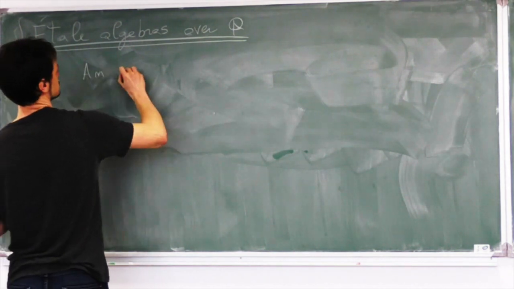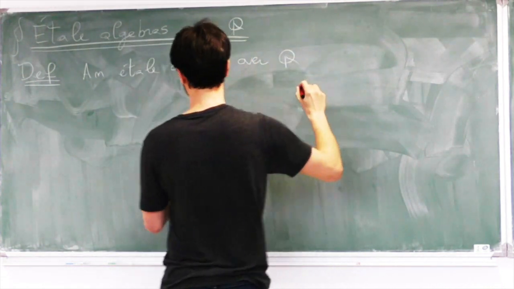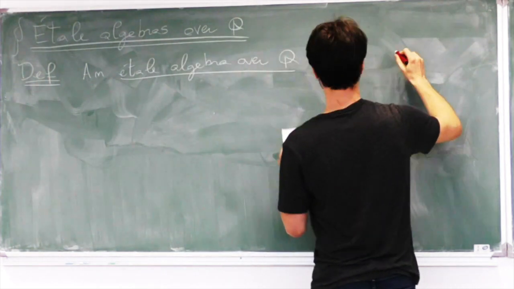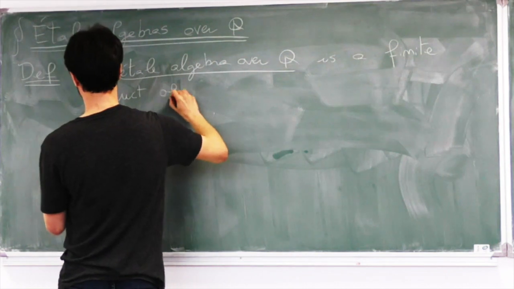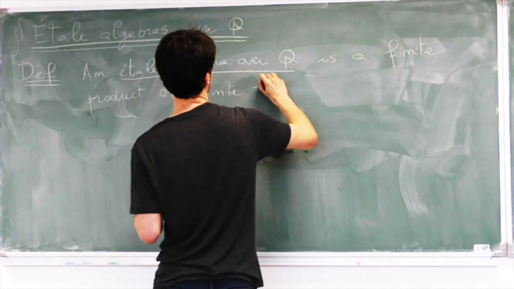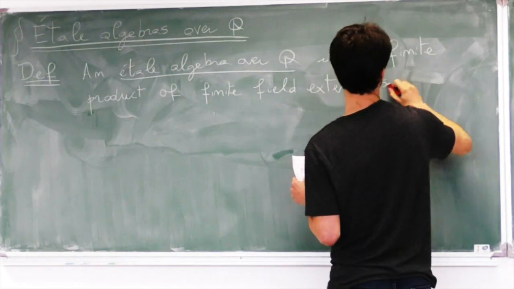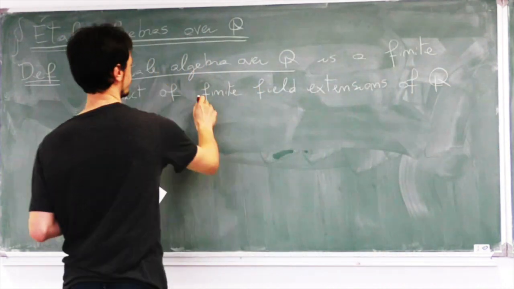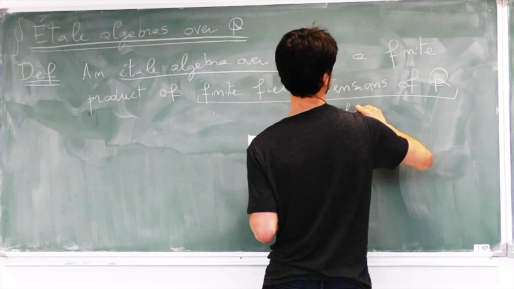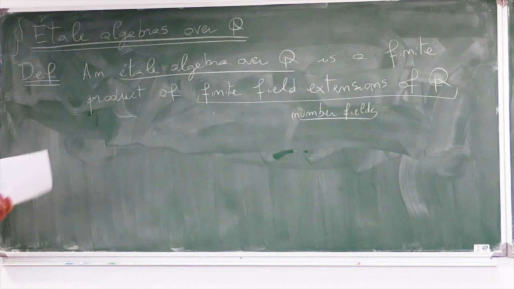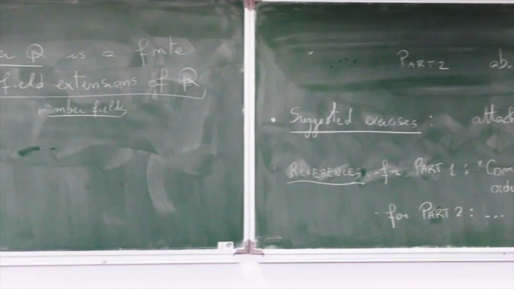An étale algebra over Q is a finite product of finite field extensions of the rational numbers. And such a finite field extension is also known or referred to as a number field. These are number fields. All right. Let me start by giving you an example of how étale algebras usually look.